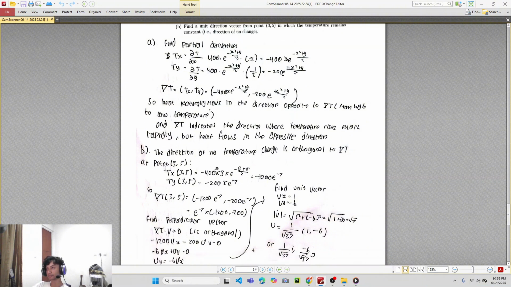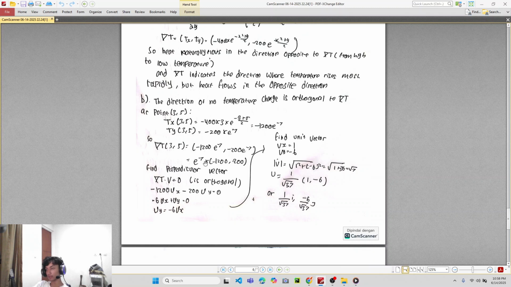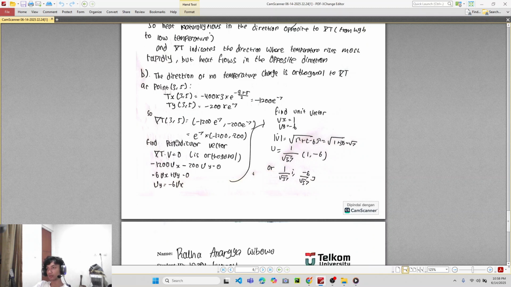Same for Ty, it results in negative 200 times e to the power of negative 7. So the gradient vector T with respect to (3, 5) is negative 1200 e^-7 and negative 200 e^-7. So it is e^-7 times (negative 1200, negative 200).